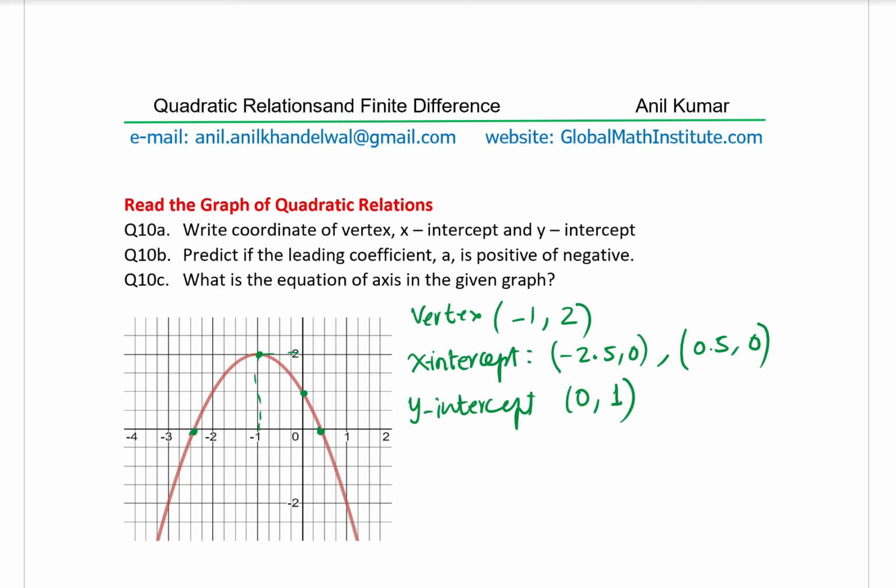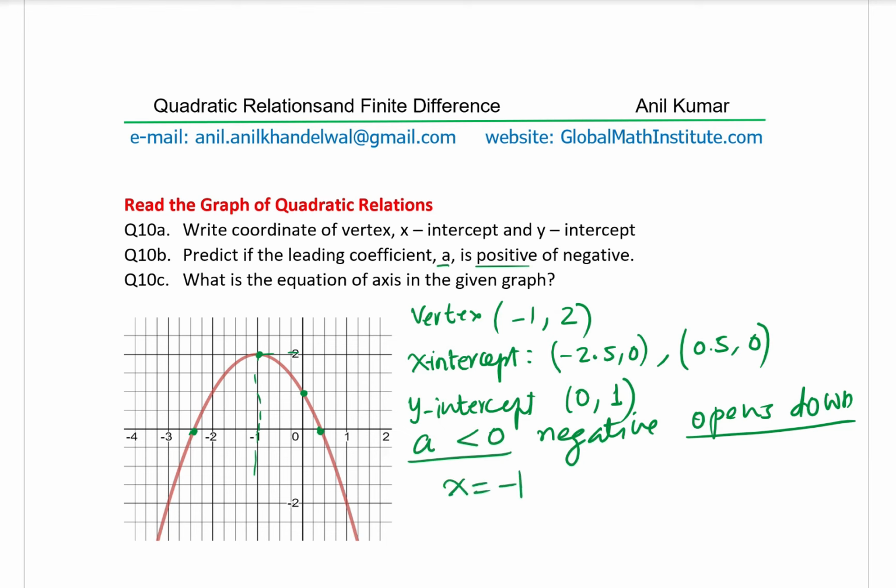Predict if the leading coefficient A is positive or negative. So A is less than 0. It is negative. Why? Because the parabola opens down. So if the parabola opens down, then A is less than 0. It has to be negative. What is the equation of axis for the given graph? So this is the equation of axis. We have to report the x value. X equals -1 is the equation of axis.